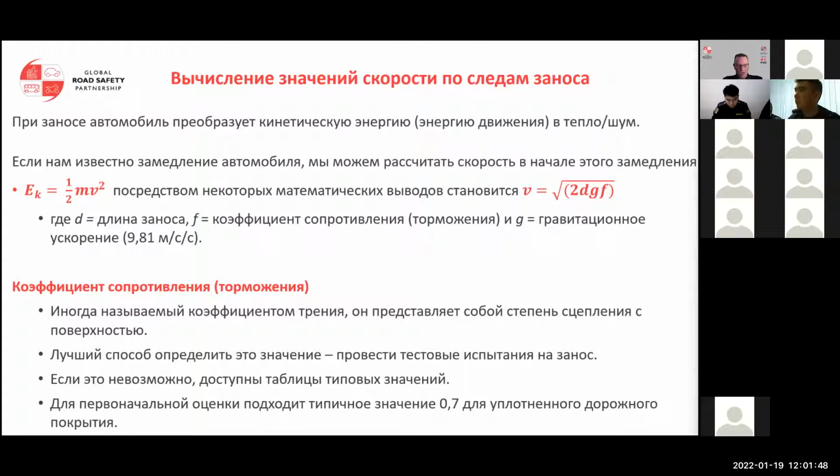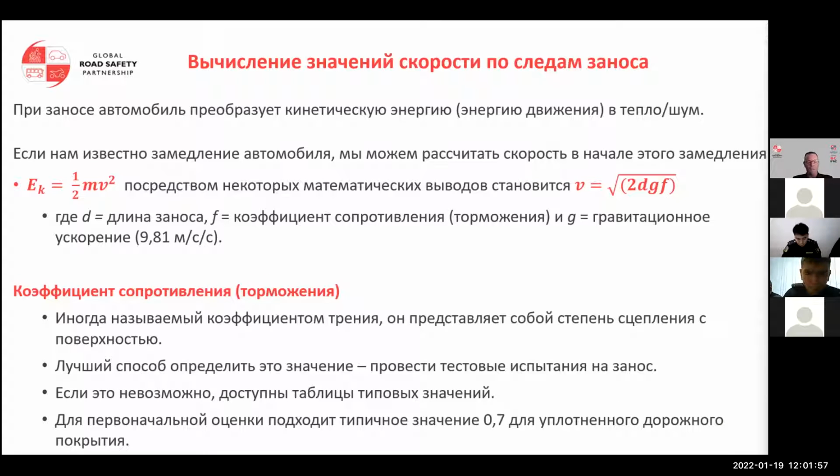If we know how much deceleration a car has undergone, we can calculate the speed at the start of that deceleration. So braking is slowing you down, it is decelerating the vehicle. The equation we are going to be using is, where's my pointer gone?